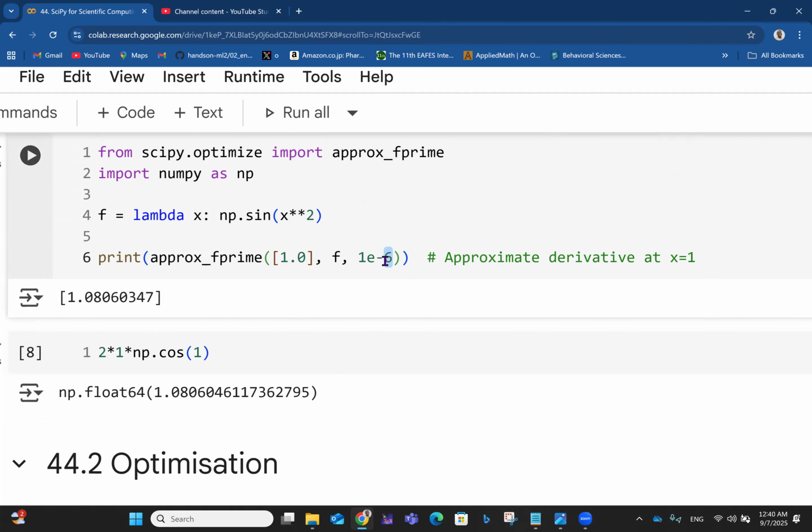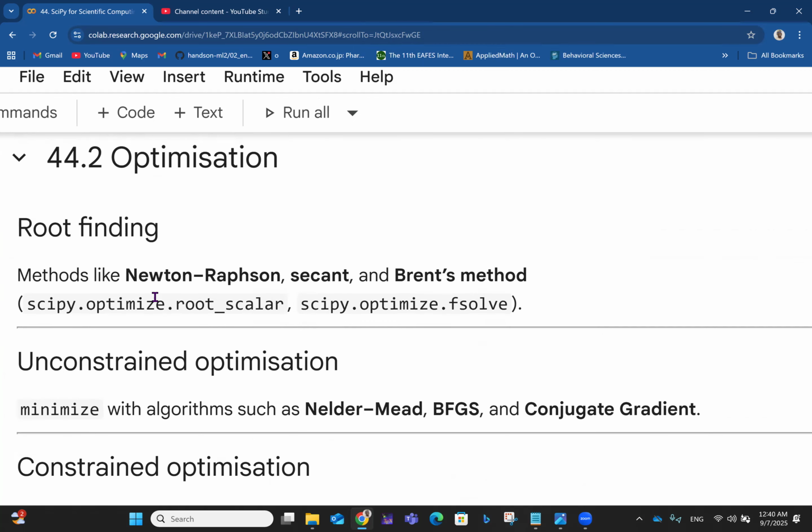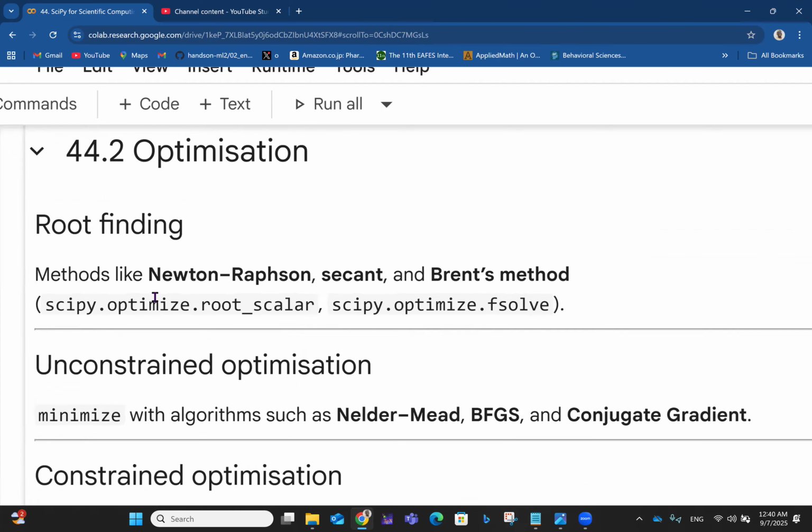Maybe if I make the tolerance, let's say, minus 15, it will get closer. Oh, it's almost like 1.1. Okay, so no stress. Let's leave it the way it was. So then SciPy can do optimization.